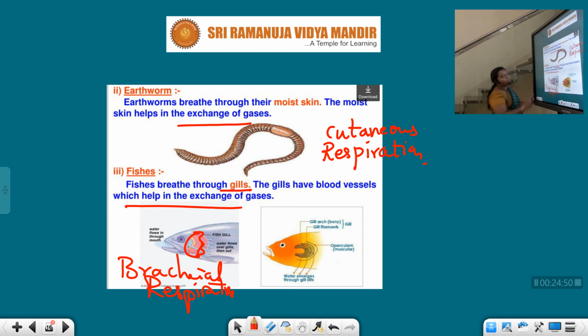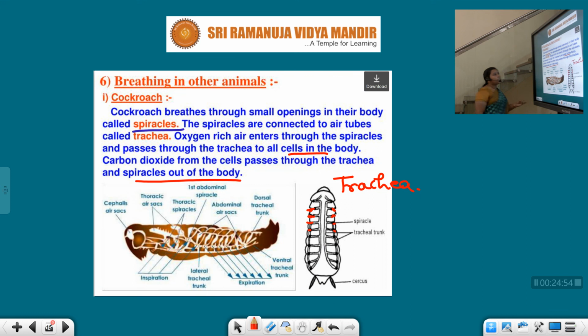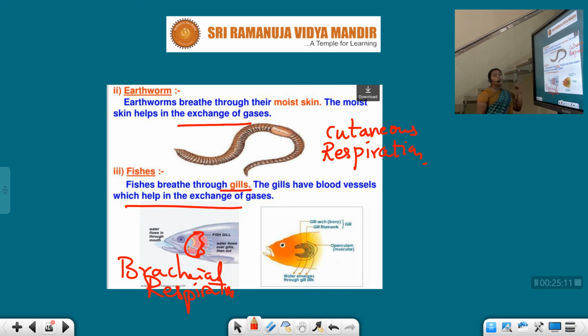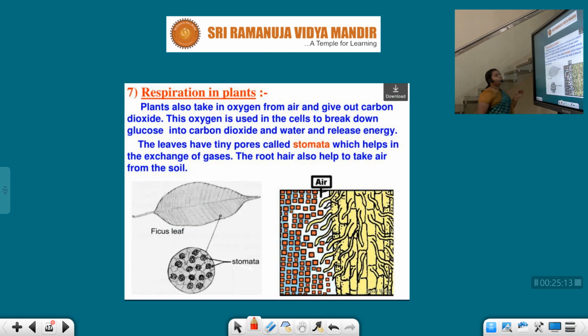So in the previous case we were seeing the cockroach, that is nothing but tracheal respiration. In the cockroach, tracheal respiration is there. In the fishes, branchial respiration. Next, I think we have seen the earthworm, cutaneous respiration. Okay. Now, respiration in the plants.